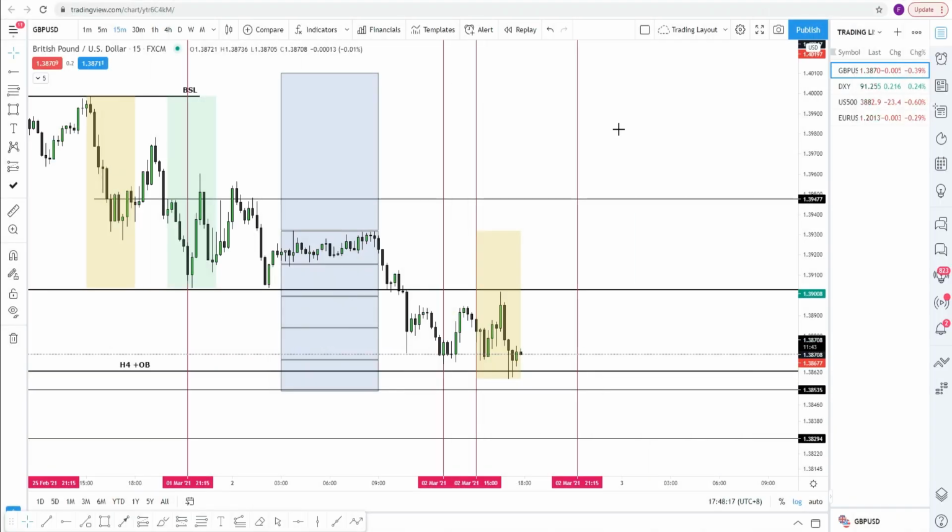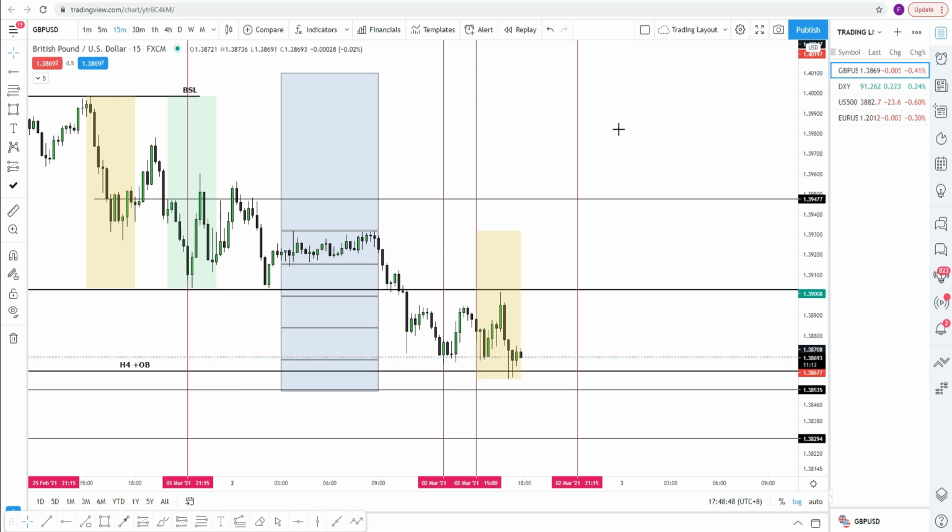What's up, everyone? Today I will be discussing something very specific, and that's going to be how one can determine what is a discount array, what is a premium array, and how one can determine the actual daily bias for that day during London Open Kill Zone and New York Open Kill Zone, right?